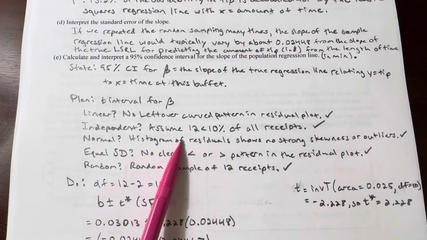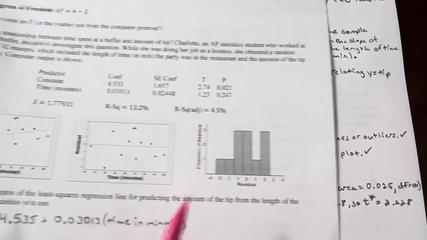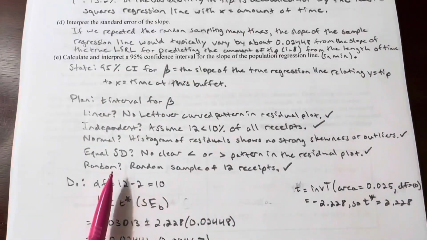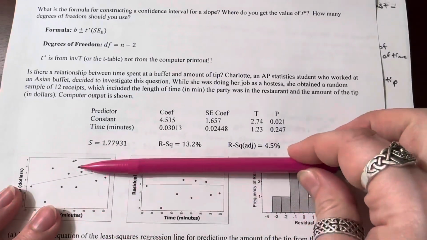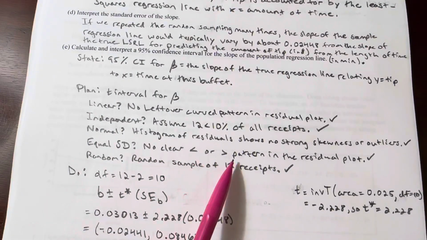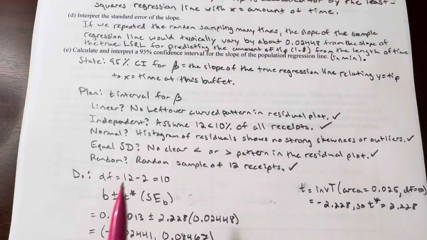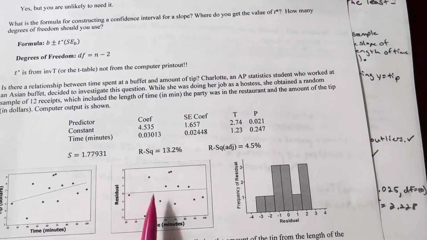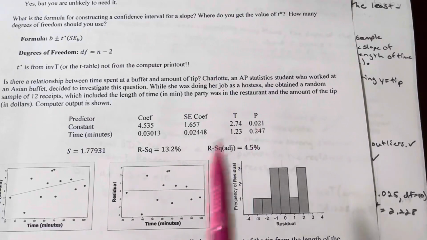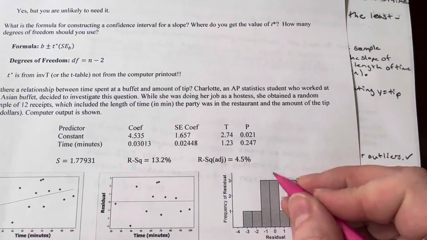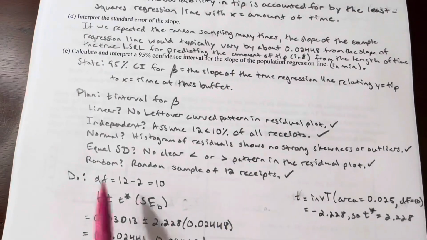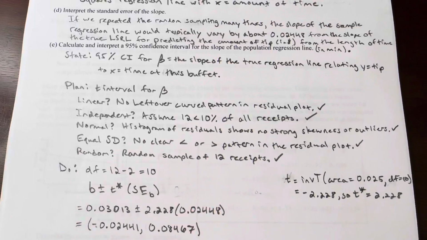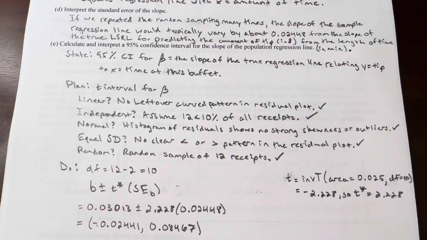For normal, the histogram of the residuals shows no strong skewness or outliers, as you can see here. For equal standard deviation, there is no clear greater than or less than pattern within the residuals. All right, so there's no clear less than or greater than pattern in the residual plot, meaning that the points are pretty evenly scattered above and below this residual equals 0 line. And if you take a look at this, it looks like the center of the residuals here is at 0, and that is pretty evenly spaced out on either side. And for random, a random sample of 12 receipts was taken, so all of my conditions are met.